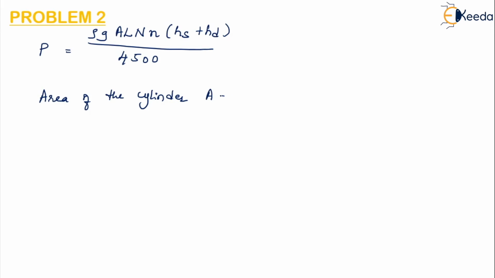Now area is equal to pi d square by 4. They have given the diameter, so with the help of that diameter we can calculate the area, which we can write as pi into d square, that is 1 meter square, divided by 4, which will give us 0.786 meter square. So this is the area.